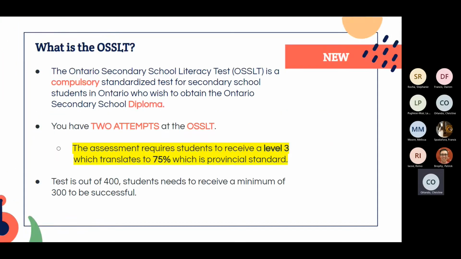So let's get started. Students, what do you need to know about the OSSLT? Well, it is a compulsory standardized test that is required to be completed by those students who wish to obtain a secondary school diploma. You have 2 attempts to write the OSSLT, the first of which is going to happen next week. If you are successful, you don't have to write the second attempt. Unlike a traditional test, a pass on the literacy test is a level 3, a 75%, which is the provincial standard. The test itself is out of 400 marks, and in order to be successful, you need a minimum of 300 marks.